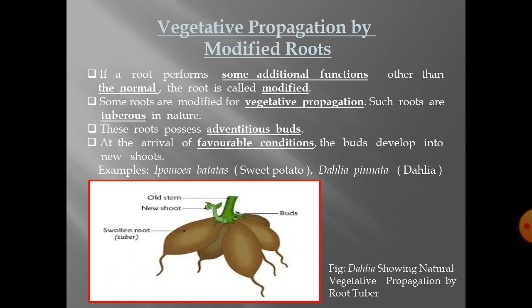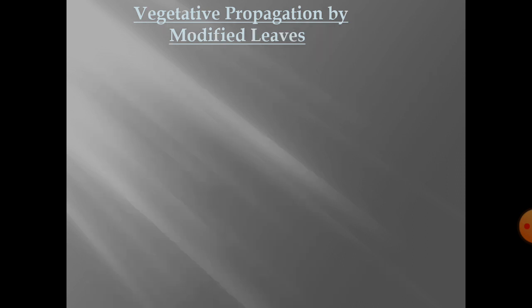Well, this is an illustration of dahlia showing natural vegetative propagation by root tuber. Dear students, concentrate on the illustration. The root tubers are very visible. You can also observe the adventitious buds and emergence of the new shoot from these buds. Now moving on to the next slide.